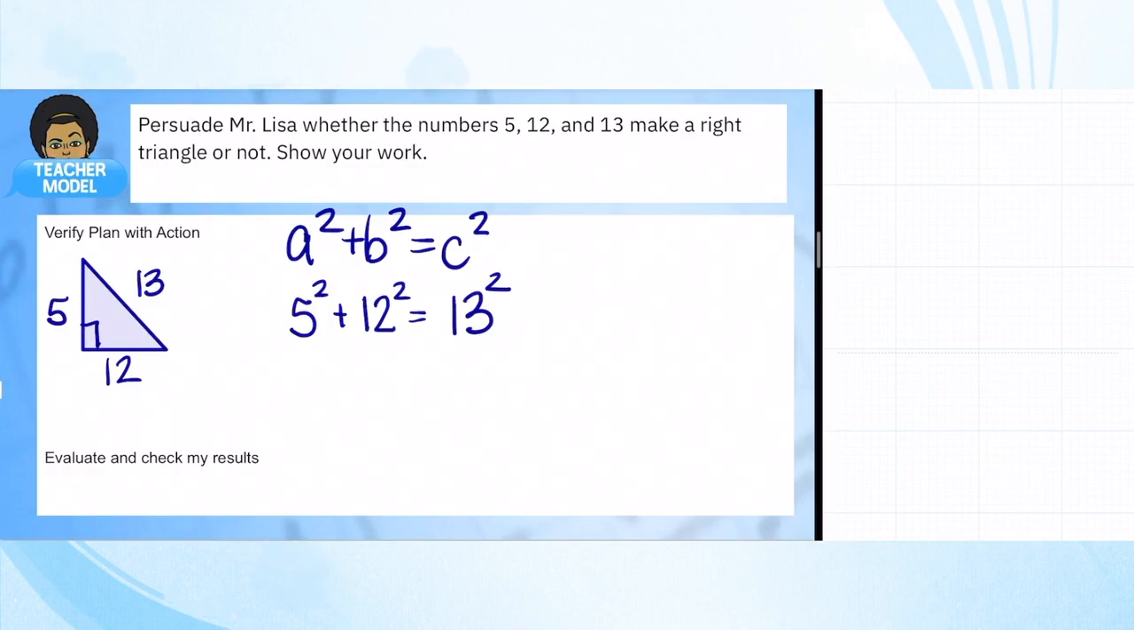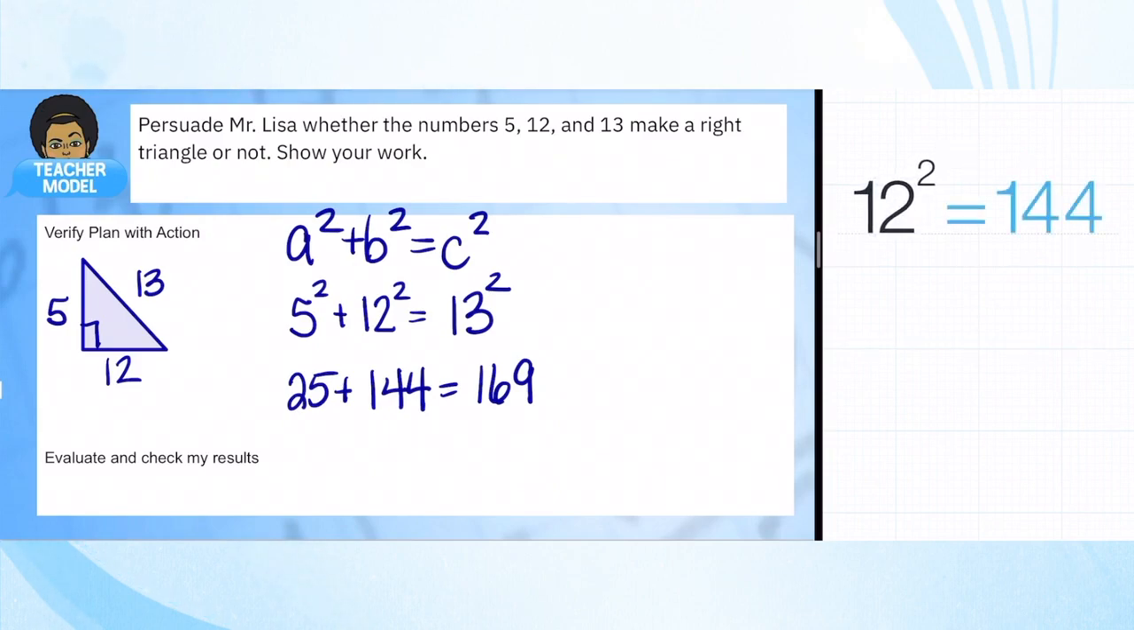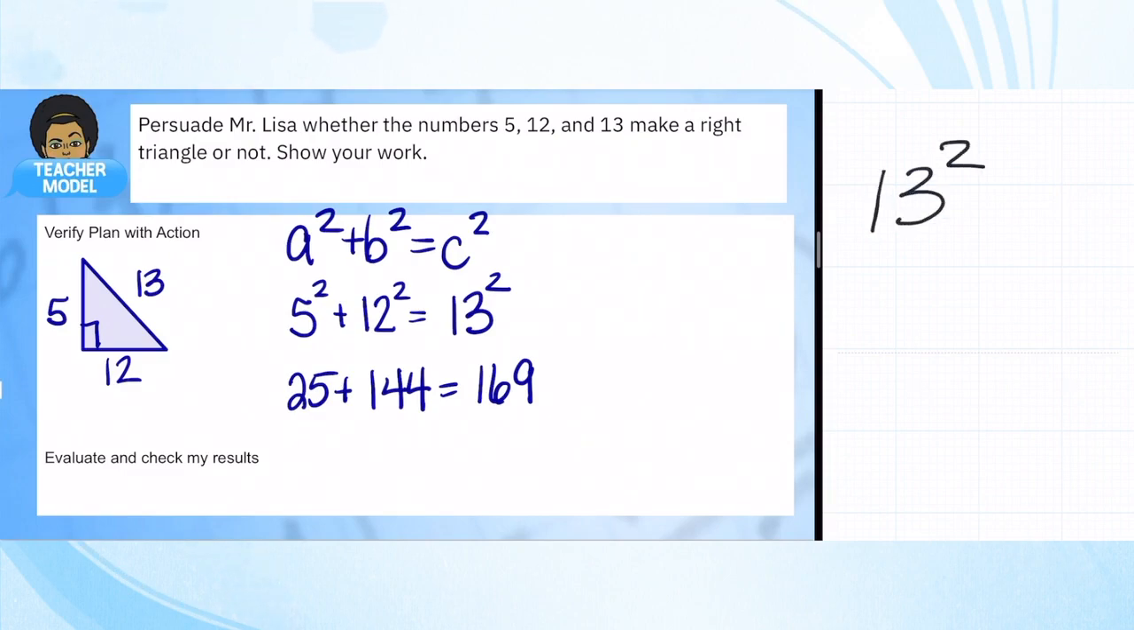Okay, so let's do evaluation. 5 squared, I can do in my head, is 25. 12 squared, so 12 times 12 is 144. And 13 squared is 169. Now, you do have your calculator, so if you're not sure, you can always just use this to figure it out and use this as a tool. That's what a calculator is, just a tool. And you can see all my numbers are accurate.